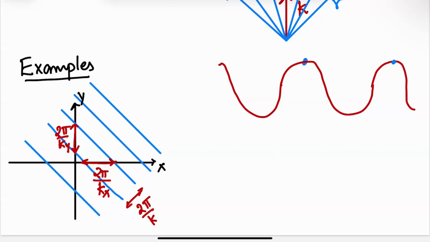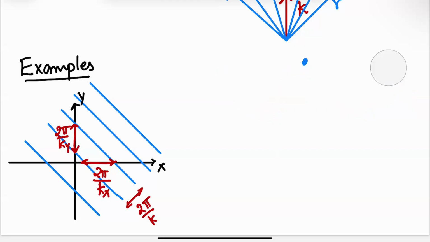That's in real space. But now I can also plot the same plane wave in what is known as k space. So kx, ky, kz also form a space.